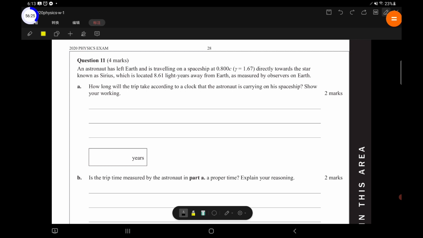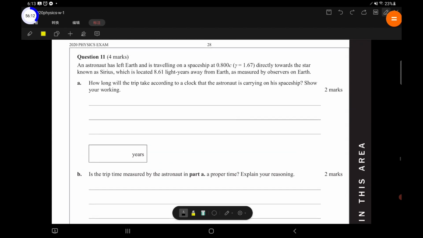All right, so this is the special relativity question. You'll always get a special relativity question in your exam, so that's why this is the special relativity question, because you're always going to get that. So you can expect that to happen.